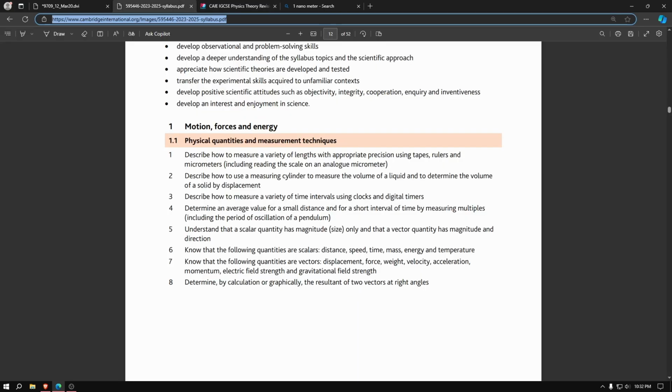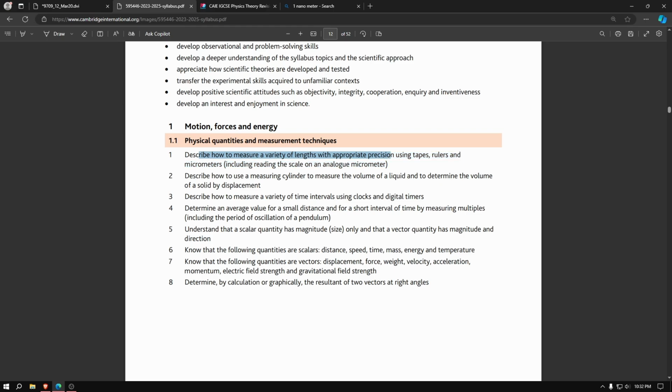Okay, let's go to the syllabus again. Now we can actually see what this tells us and what we need to know. So, describe how to measure a variety of lengths. What do they mean by this? It could be a variety of lengths, like a football field, or your table, the table you have in your home. How long is that? It's not a football field long.